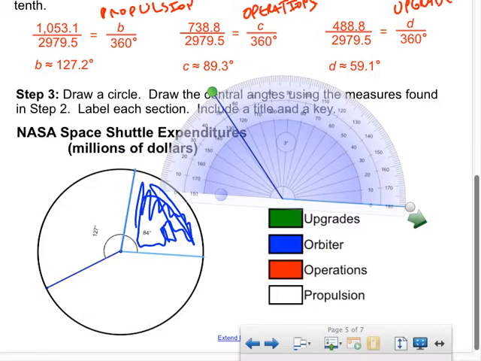Okay, and what am I supposed to shade this? Propulsion is no shade. It's white. So now I got to calculate my operations. And what color am I going to shade operations? Red. And it says 89 3/10. So that's almost 90 degrees. And let me see. Here's 90.